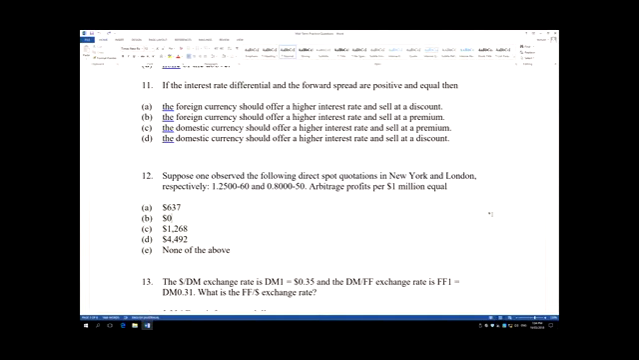Question 12. Suppose you observe the following direct spot quotations in New York and London. You've got $1 million. So I've got $1 million. Is there a locational arbitrage?